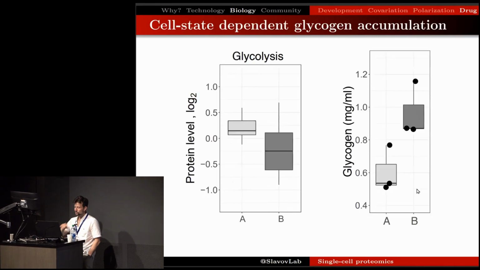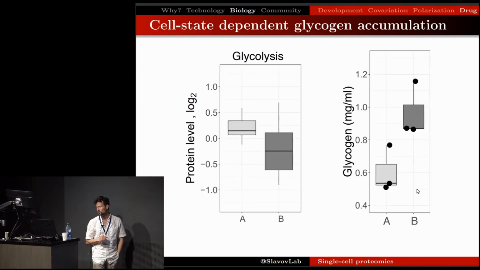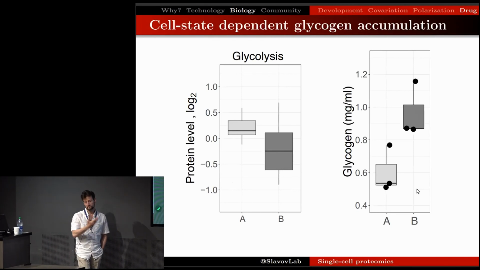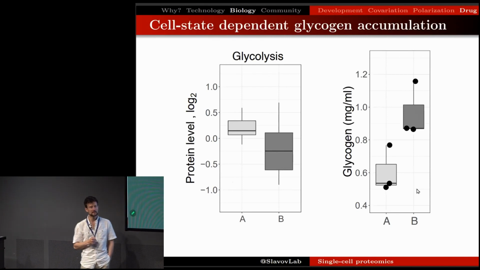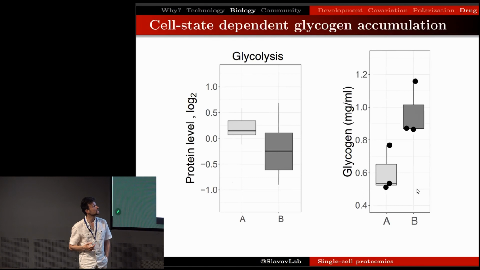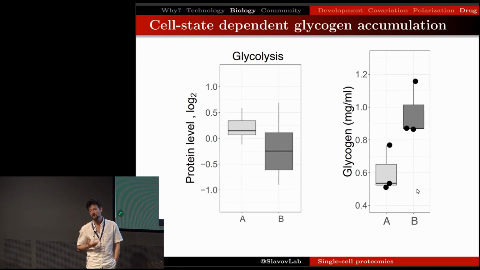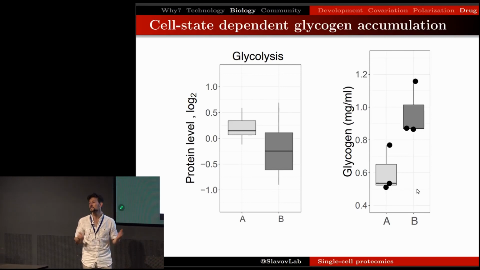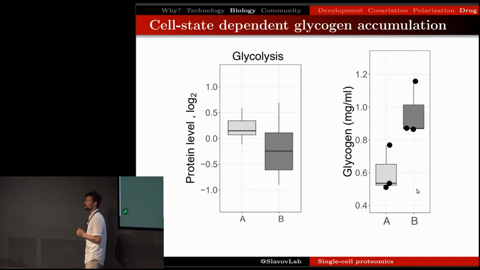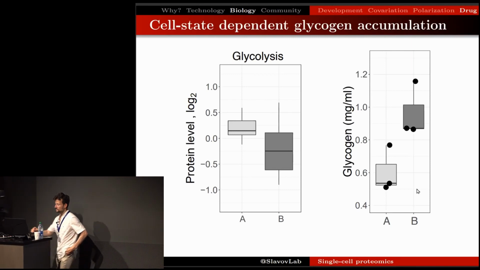So Andrew obtained more direct evidence by measuring glycogen, the main form of reserve carbohydrates in mammalian cells, and he found that indeed cells from cluster B have more glycogen, more reserve carbohydrates. I show this example to illustrate the biology that we can learn by virtue of measuring proteins in single cells, the main constituents of the cells. It would be inaccessible if we had measured RNA in the cells. We would never have identified that.